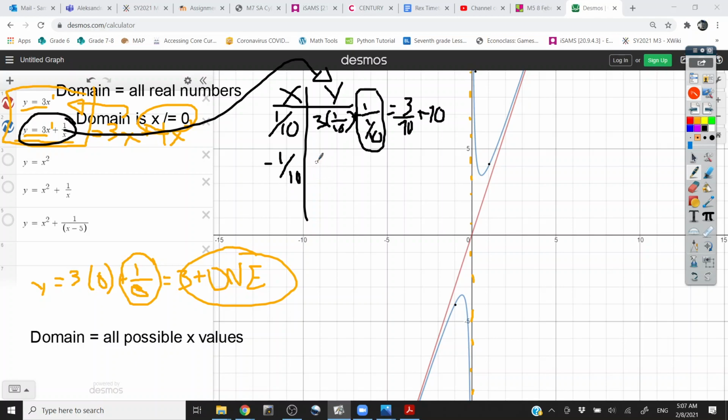And if I go -1/10, I'll hit the same thing: 3 times -1/10 plus 1 over -1/10. I hit the same type of things, but this is -3/10 minus 10. So because of that, at -1/10 here, we're down at -10. Here's what that shows us: these functions will be the same when we're far away from that asymptote, from where x equals 0.